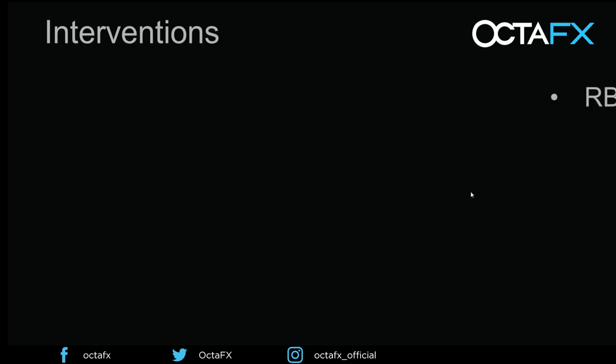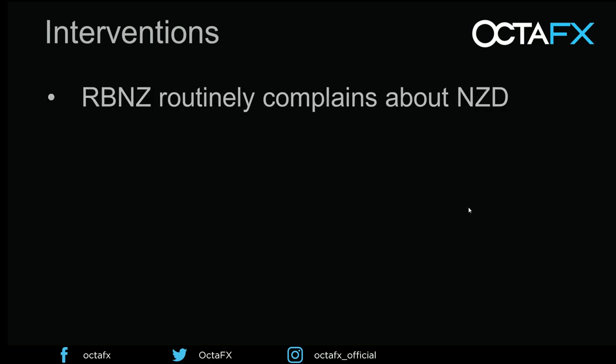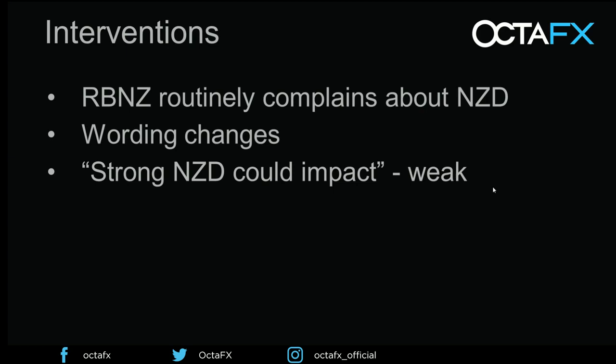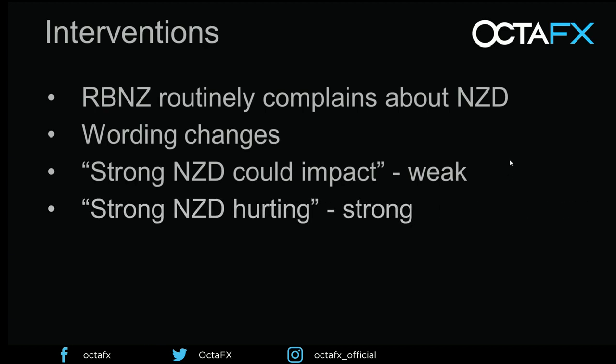And how do they intervene? They usually just complain about the New Zealand dollar. The Reserve Bank of New Zealand can complain about it at the rate decision, or in testimonies, or in speeches, and they routinely complain about it, I believe, more than any other developed central bank. They make changes in the wording of the statement to reflect that. If they say, for example, that the strong New Zealand dollar can have an impact on inflation and exports, it's an opinion, a relatively weak statement. That means they complain about it, but they're not very unhappy. The situation is relatively okay. When they say a strong New Zealand dollar is hurting the economy, it has a bigger impact. That means they're very unhappy. That's a complaint, and usually in these cases we have a bigger reaction.